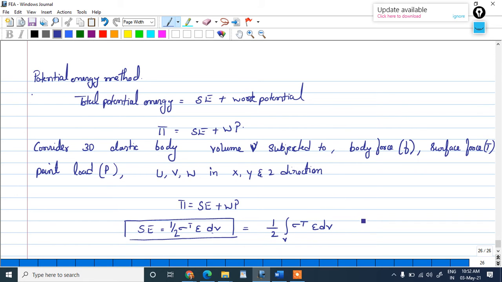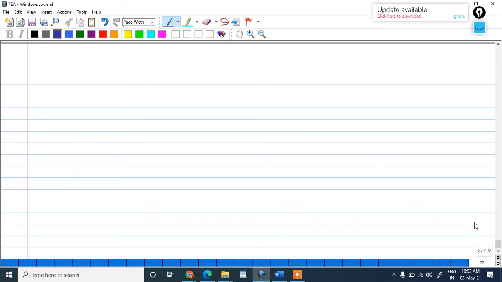Here, sigma transpose is nothing but the six stress components: the normal stresses in X, Y, Z directions, and the shear stresses in XY, followed by YZ and ZX. These are the six stress components. Now we shall understand the work potential. We know that three forms of force are acting: body force, traction and point load.